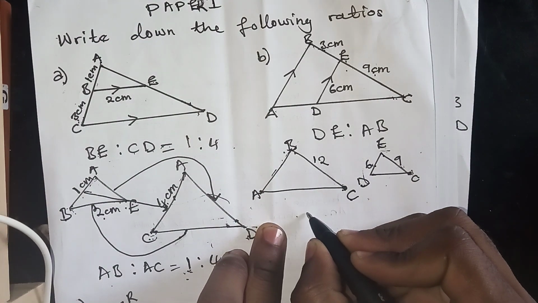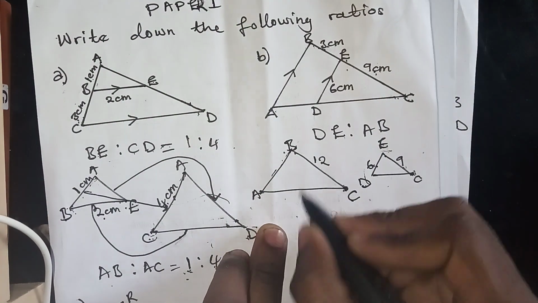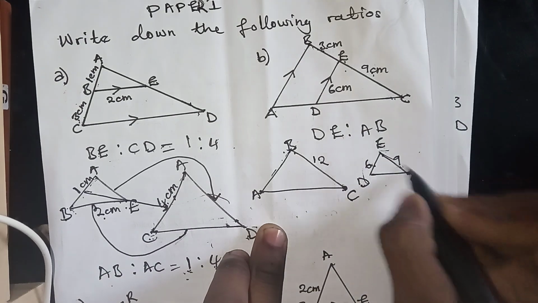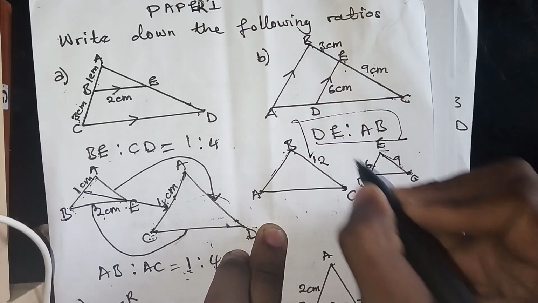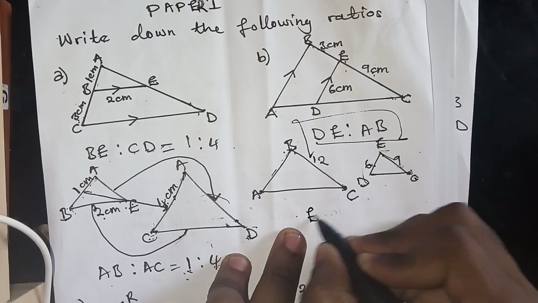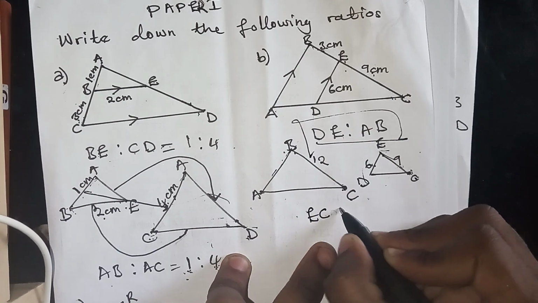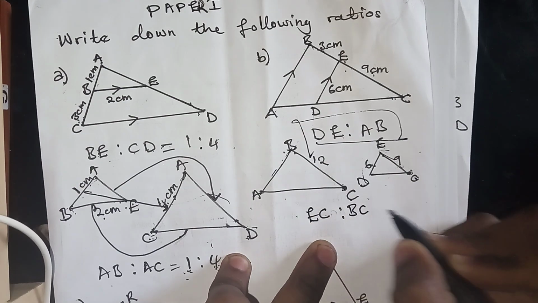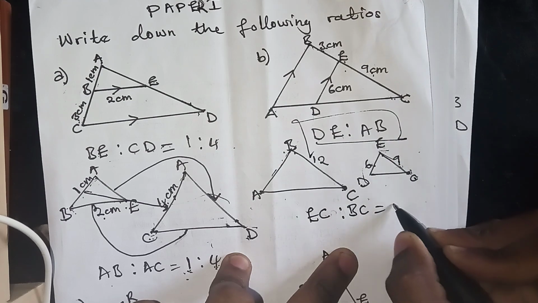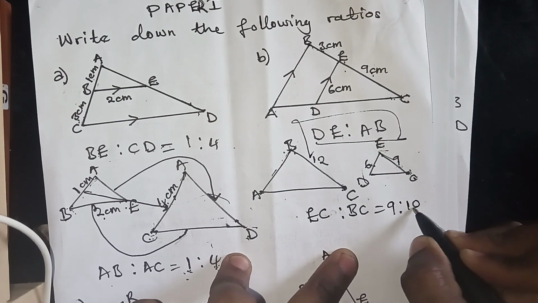So to find this ratio, just start with the smaller triangle the way they did here. So you can say EC to BC, which is 9 to 12.